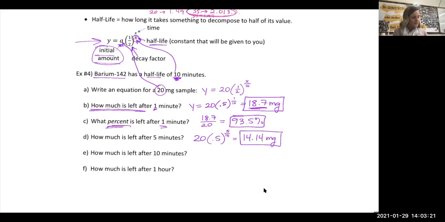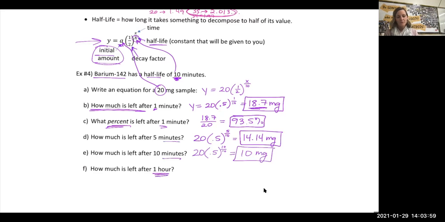Okay, so then it says how much is left after 10 minutes. Again, go back to your calculator. Second, enter. It should pull up your last equation. Go over to the 5 and make it a 10. You might have to do insert or it'll go over top. Or 10 over 10 is just 1, right? So you could just ditch the power altogether. You should get 10 milligrams. So it's 20 times 0.5 to the 10 over 10, which is really just 20 times 0.5, which is 10 milligrams.